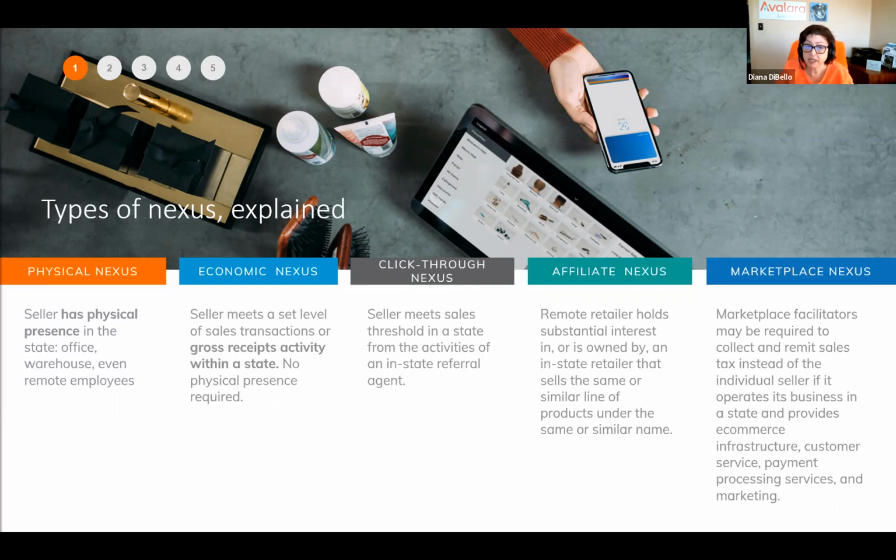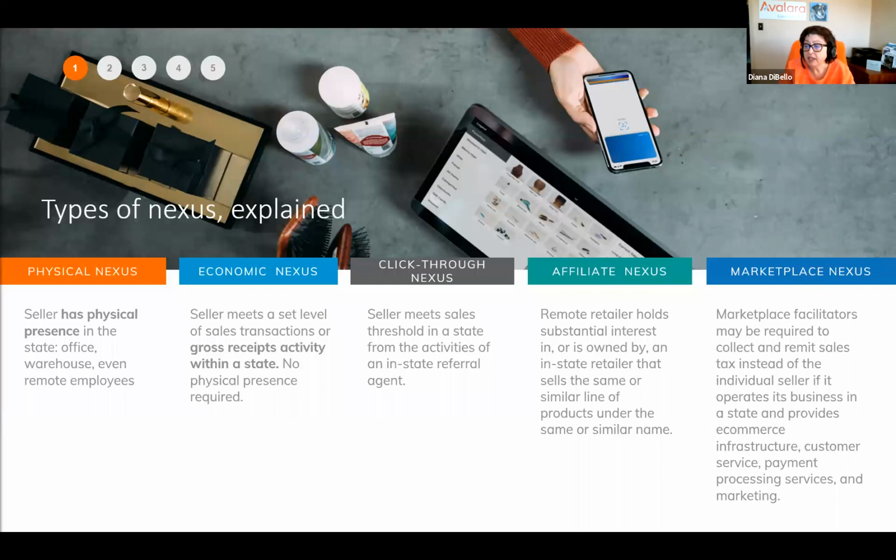Then there's economic nexus, and we're going to talk a little more about economic nexus, but that's basically the nexus that's created when you conduct enough business in the state to accumulate a certain amount of revenue or a number of transactions in that jurisdiction. Click-through nexus is going to be when the seller meets sales threshold in a state from the activities of an in-state referral agent. So those click-through ads that you often use on your websites, or you often purchase on websites, could in fact create nexus for you.